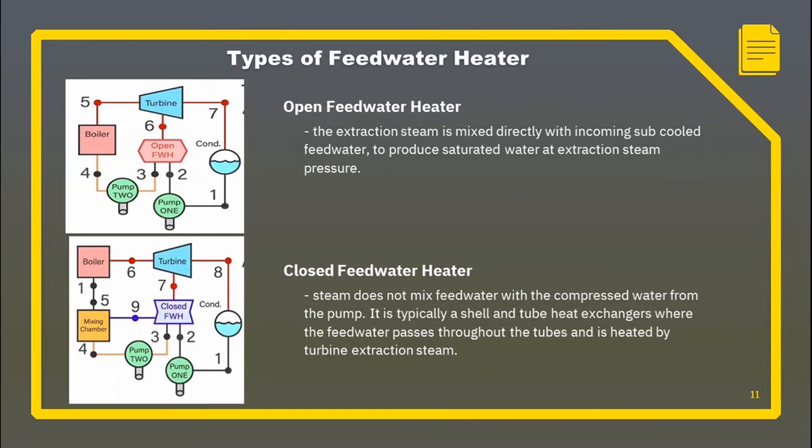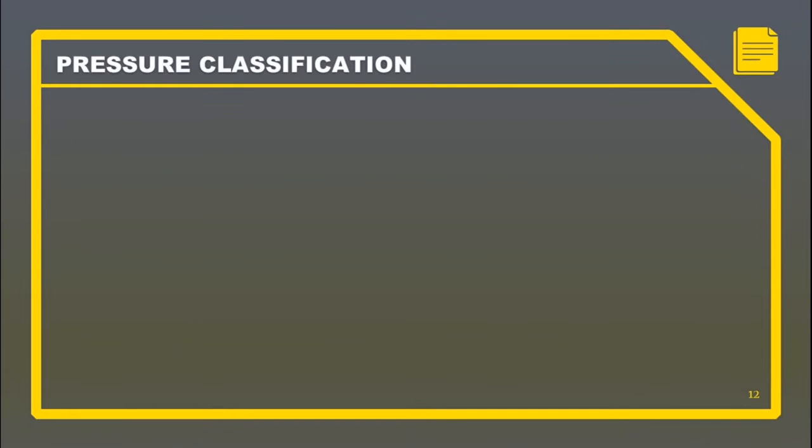For a closed feedwater heater, steam does not mix with the feedwater coming from the pump. It is typically a shell and tube heat exchanger where the feedwater passes through the tubes and is heated by turbine extraction steam. Feedwater heaters are classified as low and high pressure heaters. This item is installed to improve power generator efficiency by heating supplied water and reducing breakage due to heat stress from temperature differences in the boiler tube.